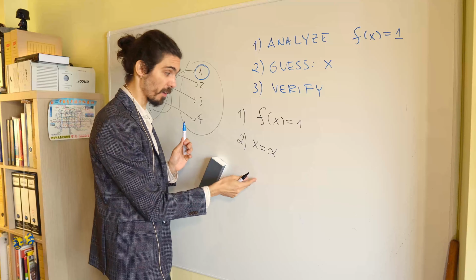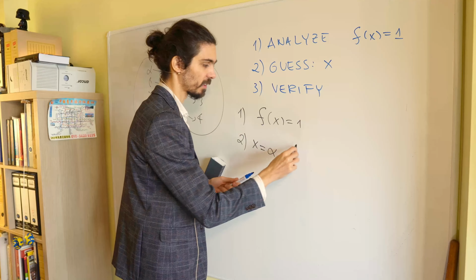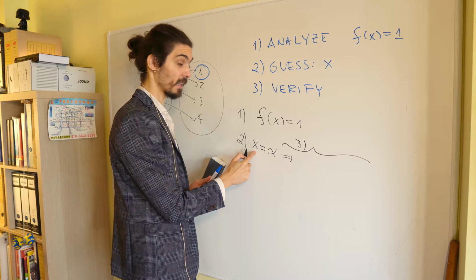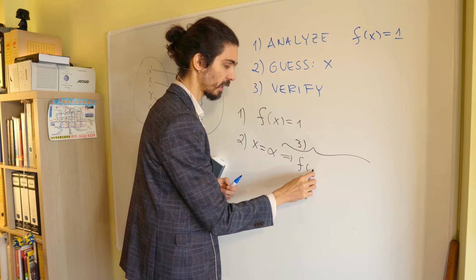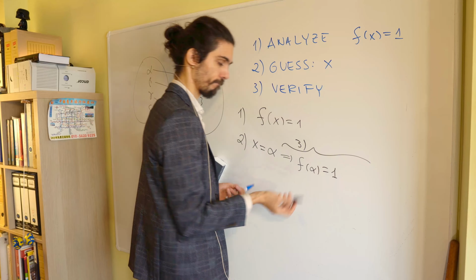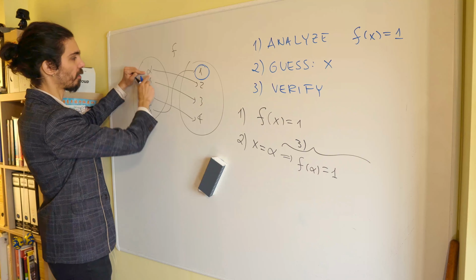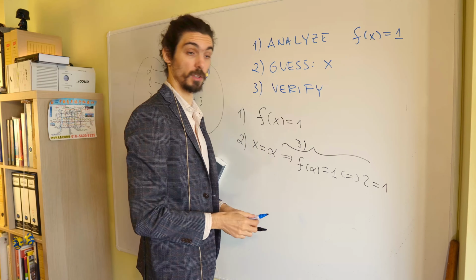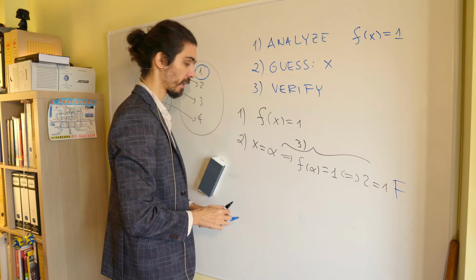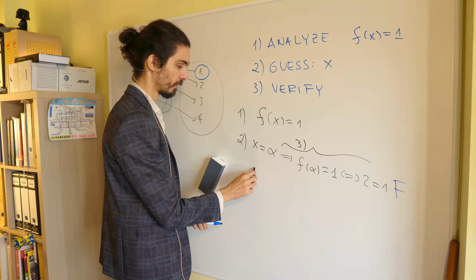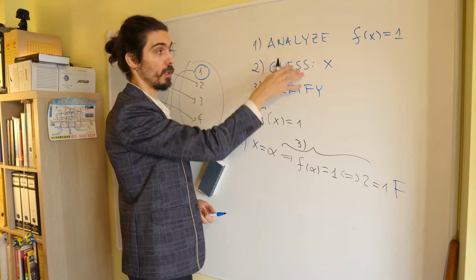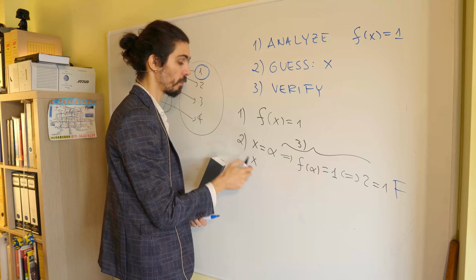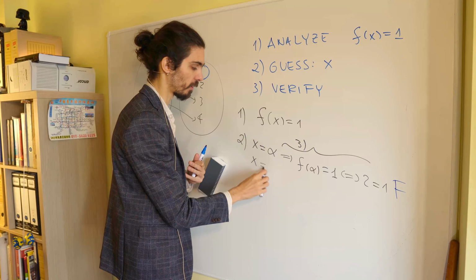And then you verify. So let me put here the third stage, 3. Now you verify if your guess of alpha is any good. Is f of alpha equal to 1? Well, f of alpha is 2. So this is equivalent to 2 is equal to 1, and obviously this is a false statement. So our guess was not good. If your guess is not good, you just repeat the process. You analyze and you guess again. Because you have a small domain, let's try the next one.